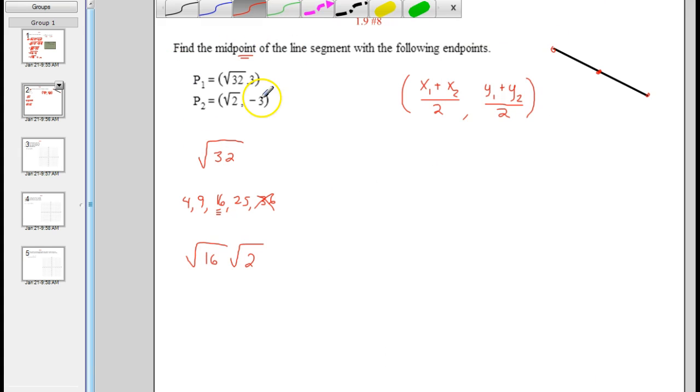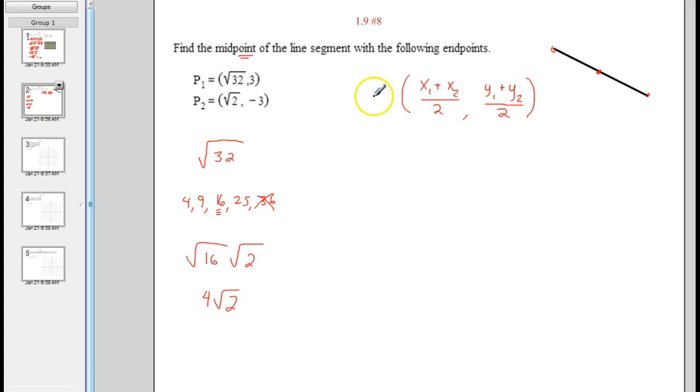So the reason why we do that is because this is a perfect square, and the square root of 16 is 4, so it simplifies down, and we get a smaller number left in the radical. So 4 times the square root of 2 is the same thing as the square root of 32. Alright, so these are our 2 x coordinates, so I'm going to add these 2 together. 4 square roots of 2 plus the square root of 2, divided by 2. That's going to be the new x coordinate.